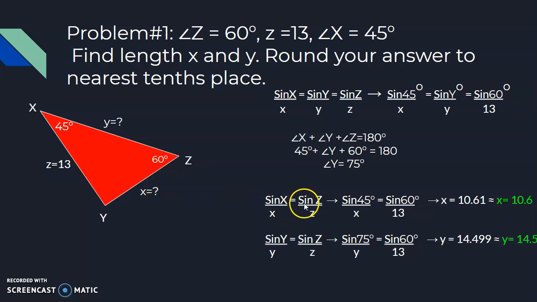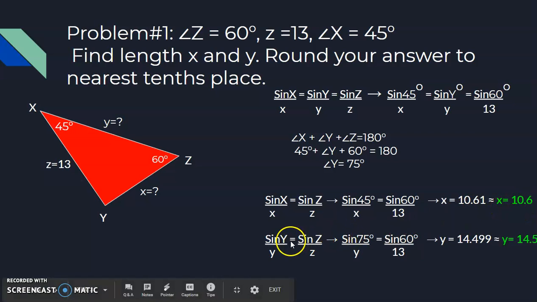Now we have to find what the value of x is. So we create a proportion between two different ratios, which is sine of X over x is equal to sine of Z over z. Now we plug in our given information, which was angles X and Z and the length of z. We cross multiply, which is 13 times sine of 45, and then divide by sine of 60 in order to get the length of x. It said to round to the nearest tenth, so I got 10.61, but then I had to round it to the tenth, so I got 10.6.